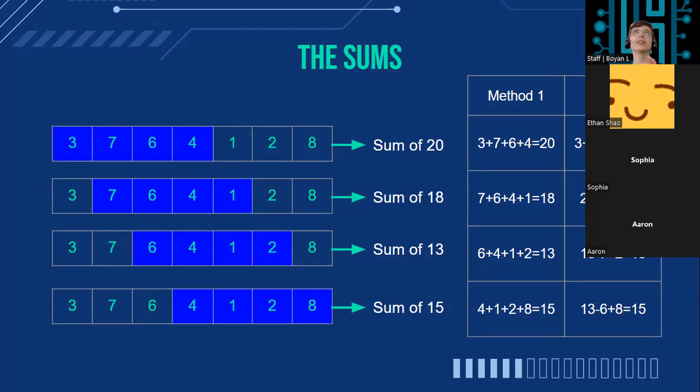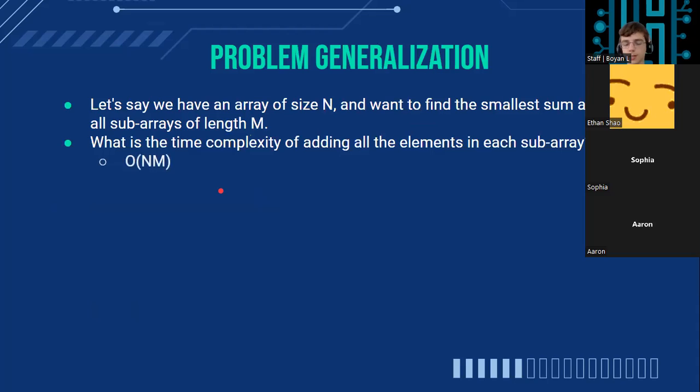If you were technically to find the number of operations, the number of subarrays is n minus m plus 1. But that minus m plus 1 part we can ignore, since it's insignificant compared to the main time complexity of n times m. So in general, we have roughly n arrays that we're adding up, each of size m, so we're doing a total of m times n additions.